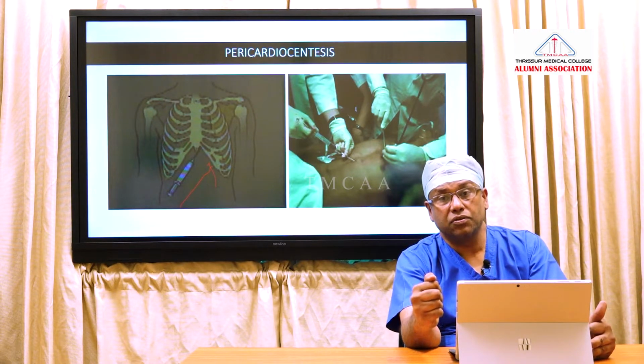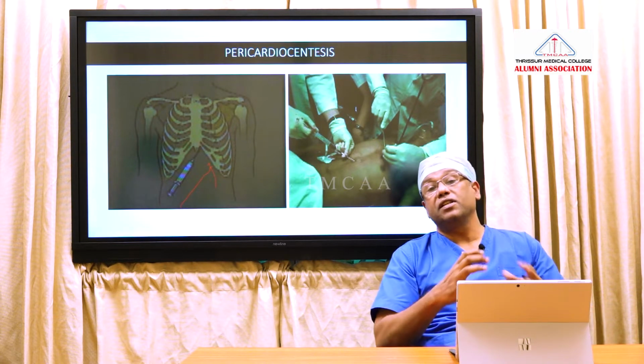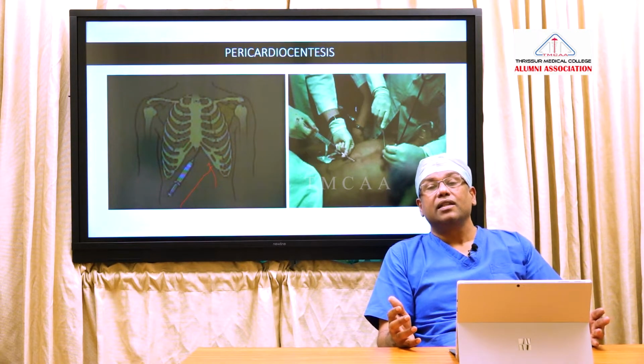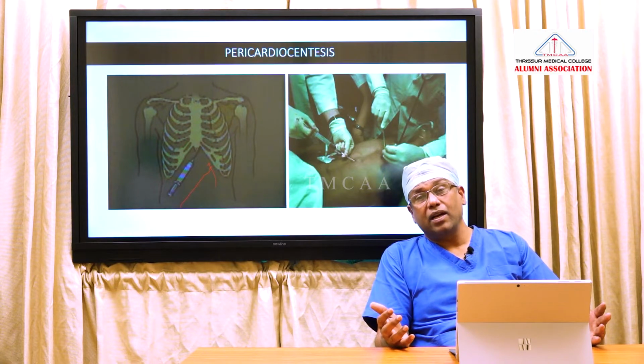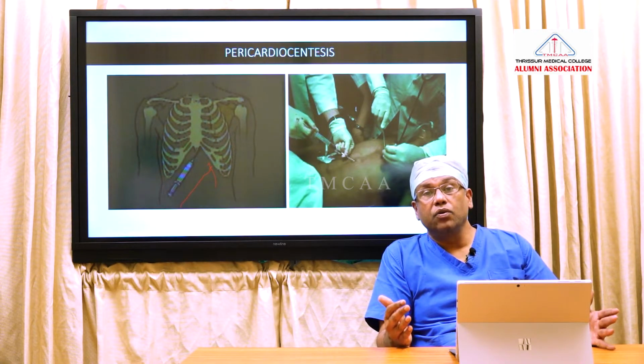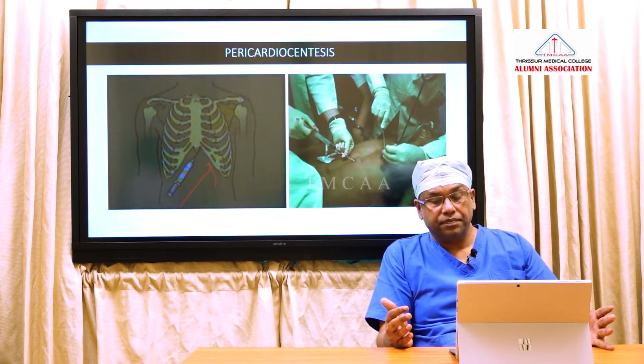Investigation of choice is a 2D echo. The treatment of choice is emergency pericardiocentesis. If it is a massive pericardial effusion, or massive pericardial tamponade, that is the time you do an emergency room thoracotomy.